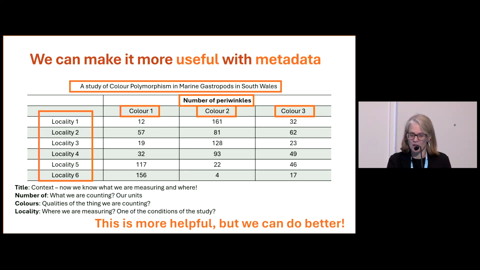So we can make the numbers more useful by adding additional context in the form of metadata. A title provides an explanation of what the data is. The labels become more meaningful. We begin to get information about our units, what we are measuring. So here we've got the number of periwinkles of different colours and that we are doing that in different locations. Even so, even with this metadata, we can still do better.